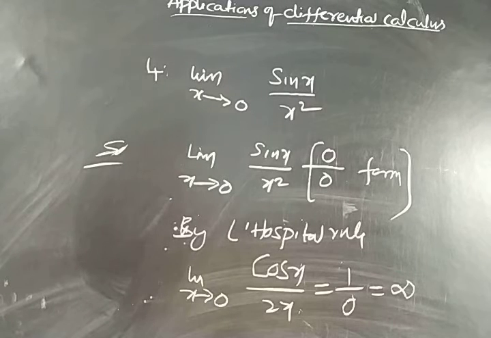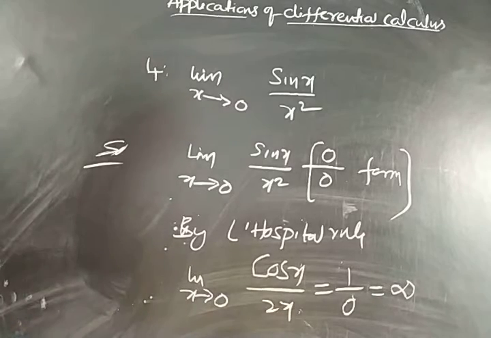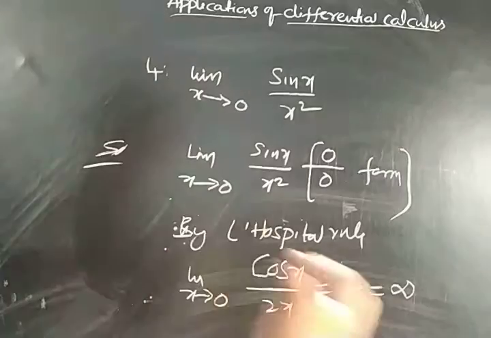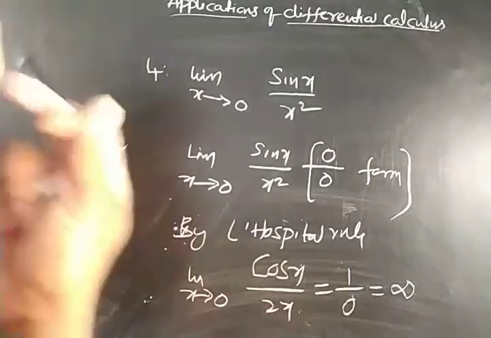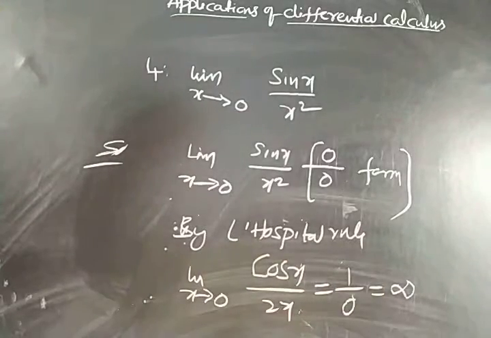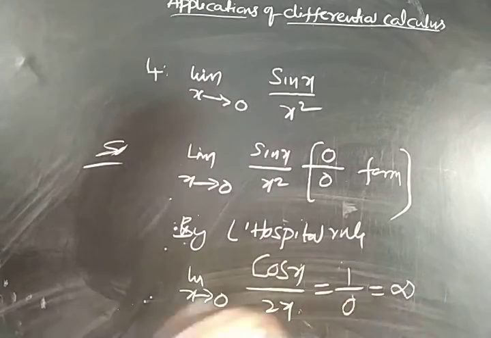Okay, 1 by 0 is infinity. So what we are doing here: 1 by 0 is infinity means I am going to check whether this limit exists or not. Infinity means some value, it is not an indeterminate form. At that time you are not getting an indeterminate form, you are getting infinity, so you have to check the left hand limit and right hand limit.